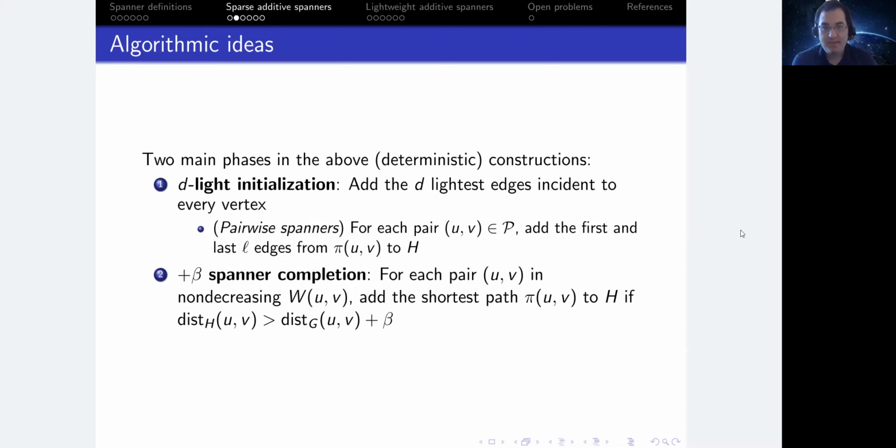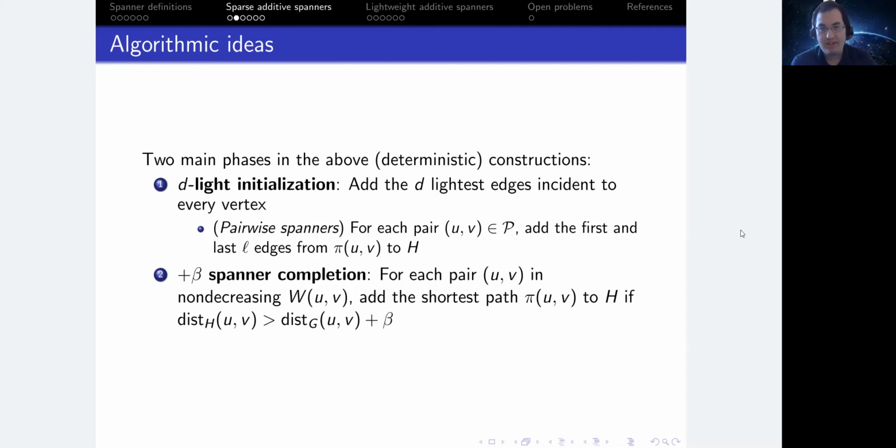And then for pairwise spanners, we're also going to additionally add a certain number of edges along each pair's shortest path. So note that this first phase does not care about distances in the spanner. This is mainly just to initialize the spanner so that we can perform the second phase and analyze the size bounds. So for the second phase, we call this plus beta spanner completion.